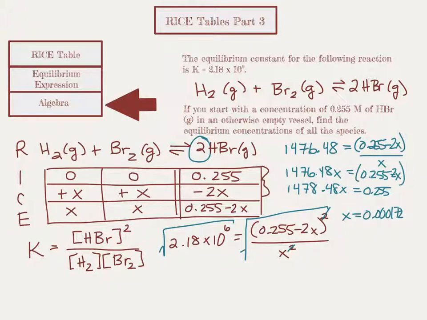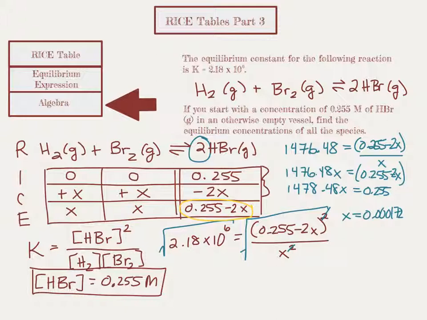And now it's time to reread my question. And I realize I need to report my final concentrations. So in my calculator, I'm going to do 0.255 minus 2 times the x I found. And I realize that there isn't really a significant change. It's such a tiny number. So I will report my HBr concentration is actually still equal to 0.255 molarity.